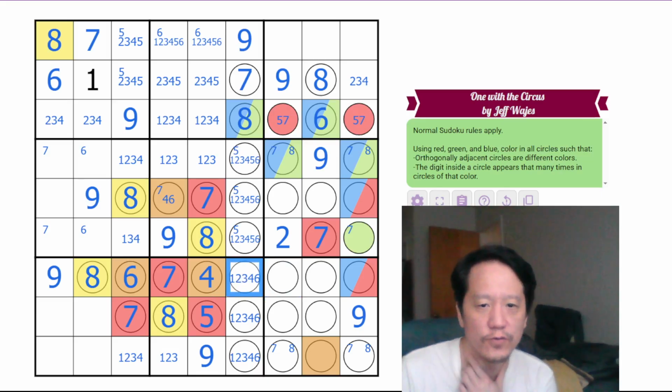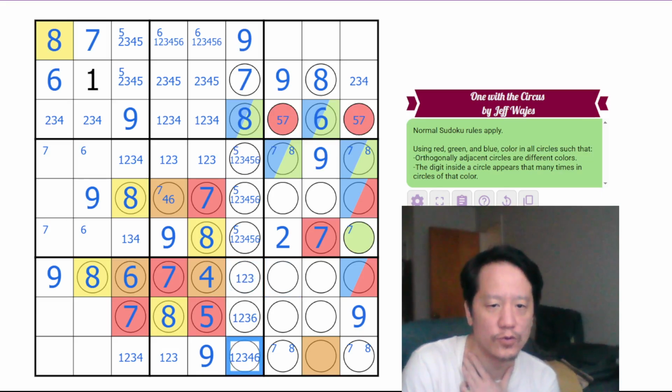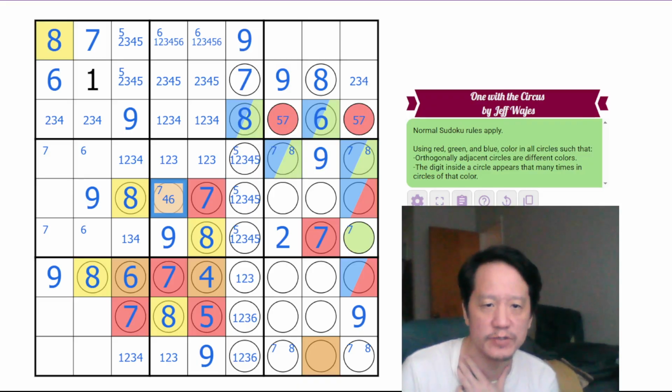This can't be 4 or 6. There's no more 4 available in box 8. So 6 has to be one of these two, which means this cannot be 6 here. Therefore, that forces 5 to be one of these 3. This has to be 6 because there's no other place for it in the box.